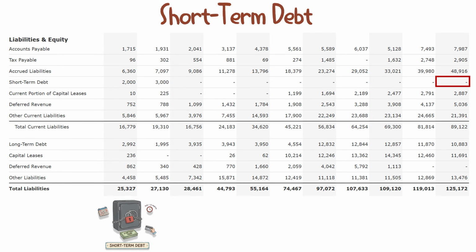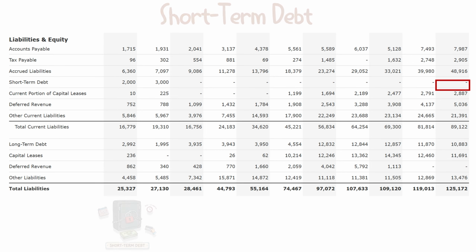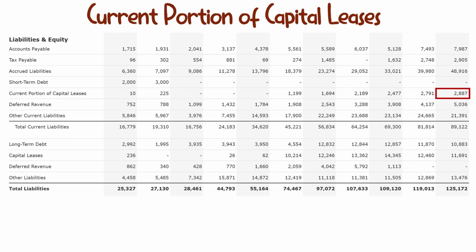Short-term debt shows zero for Google. This means Google has no borrowed money due within the next 12 months. Current portion of capital leases is $2.8 billion, which is lease payments Google owes this year for things like office buildings and equipment they are renting long-term.